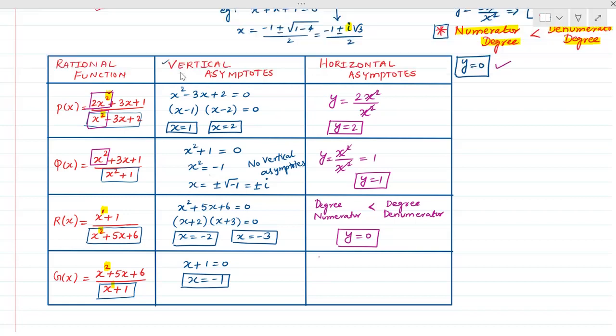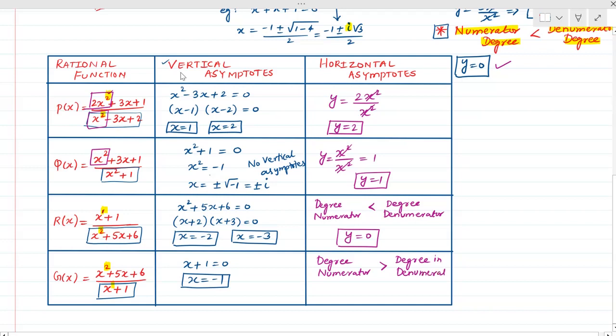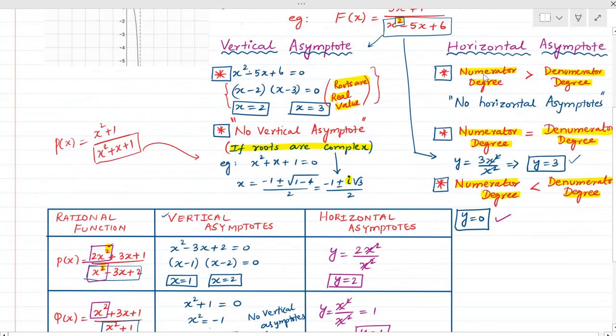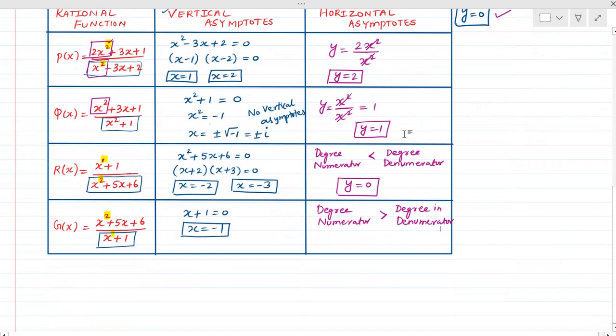So I will write it here: the degree in the numerator is more than the degree in the denominator. As per this rule, when the numerator degree is more than the denominator degree, there is no horizontal asymptote. So I will write no horizontal asymptote. Within these four problems, we have discussed all the different conditions.